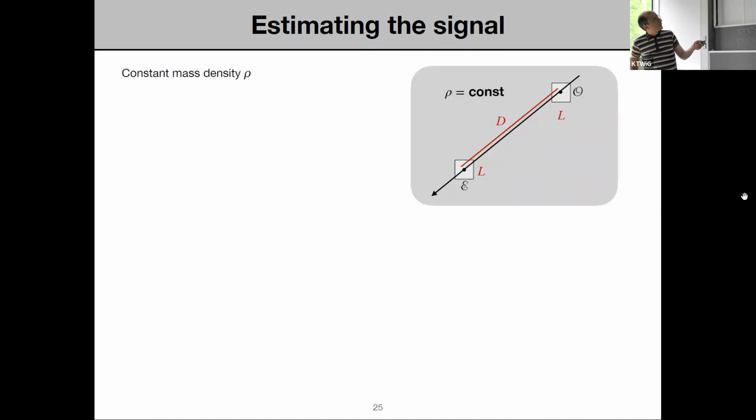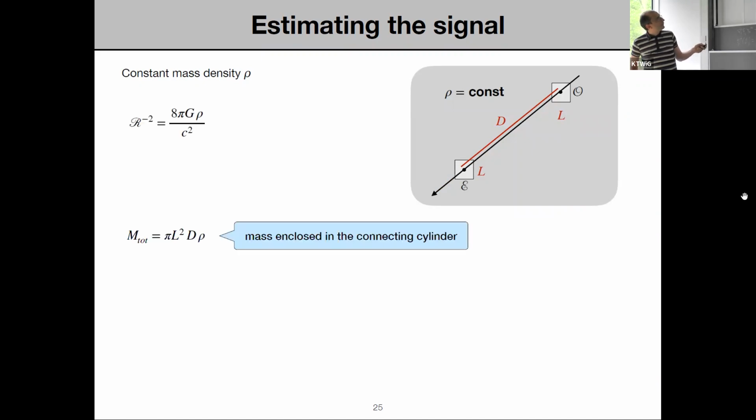So we assume that we have some kind of constant mass density here. This gives the curvature scale. And now what is the size of the signal? There is a very simple rule of thumb. So let's measure the mass contained in a narrow cylinder, which connects these 2 points, which has size D and radius L, corresponding to the size of the emitting and receiving apparatus.